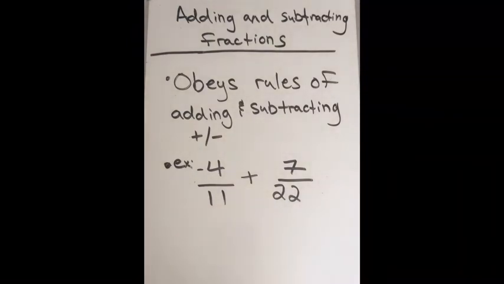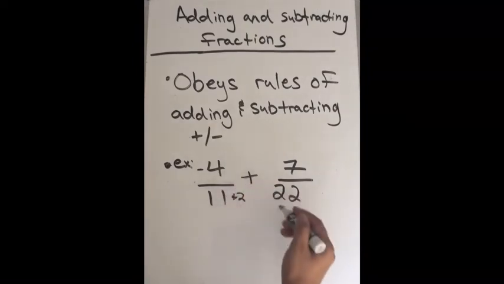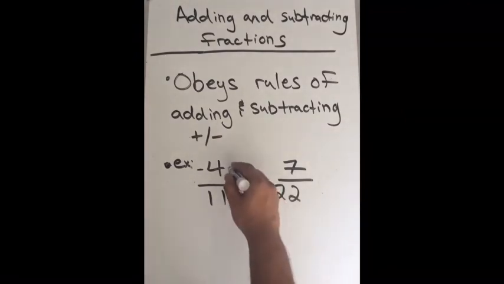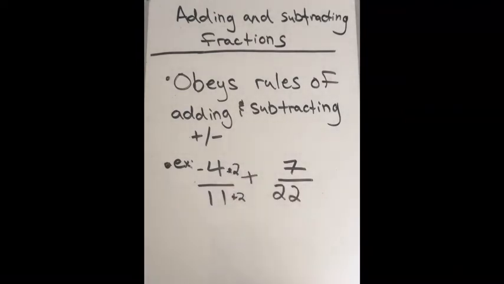So, -4 over 11 plus 7 over 22. We want to find a common denominator, and we could do that by finding the least common multiple. We see here 11 and 22. I do believe if you multiply 11 by 2, you get 22. How lucky for us. And we want to multiply the numerator by 2 as well, just to make sure that we're keeping this equivalent.